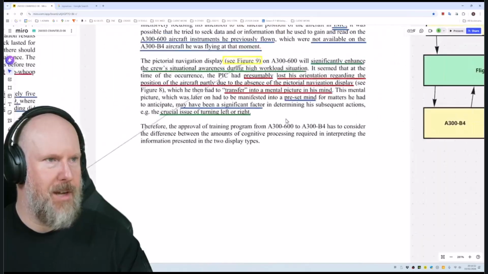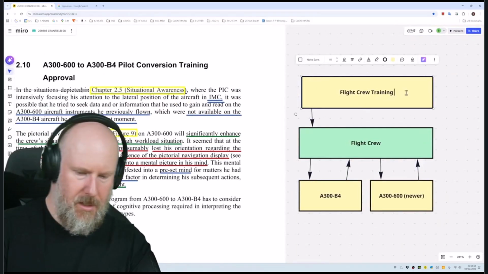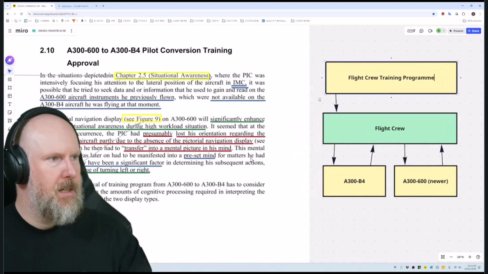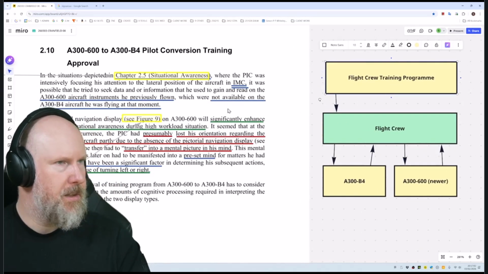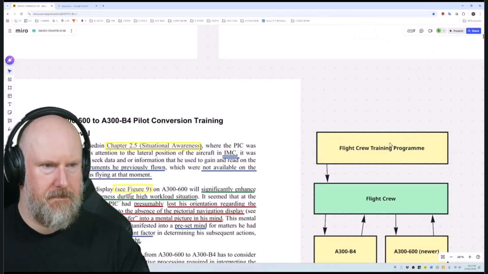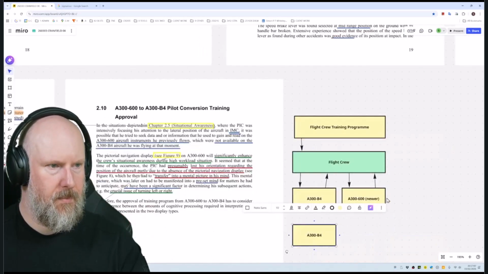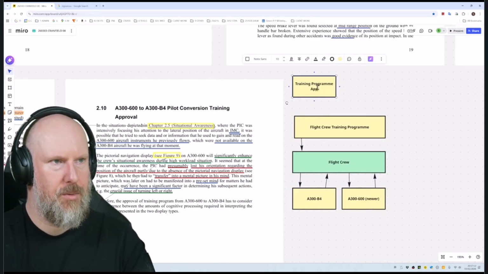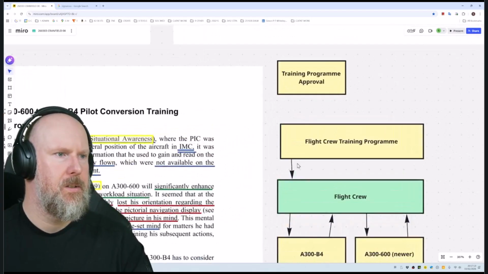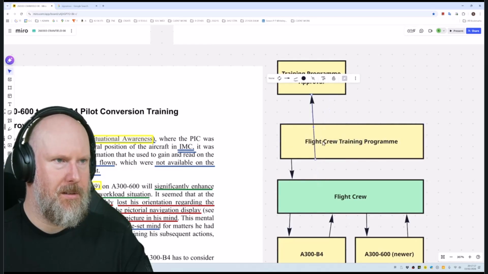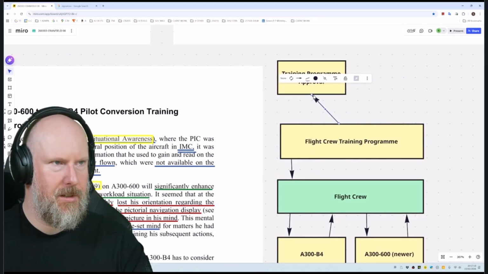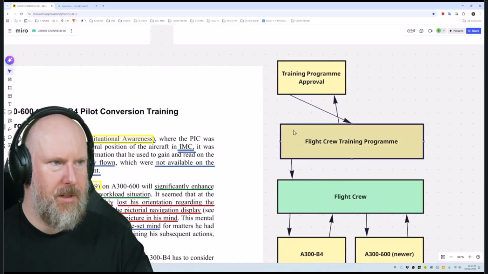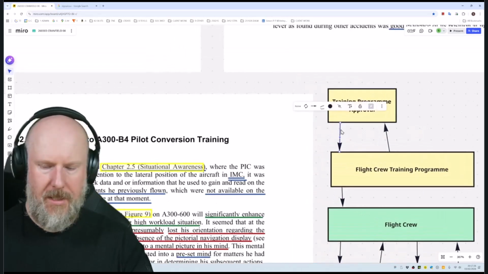Therefore, the approval of the training program. So I'll put training program. There we go. And then you've got the approval of it. Hang on a second. Training program approval. So they need some information about the program and whether it's any good. And then of course they need to say whether they approve it or not. So let's put that on there.